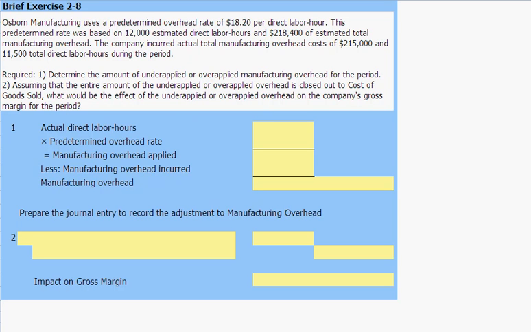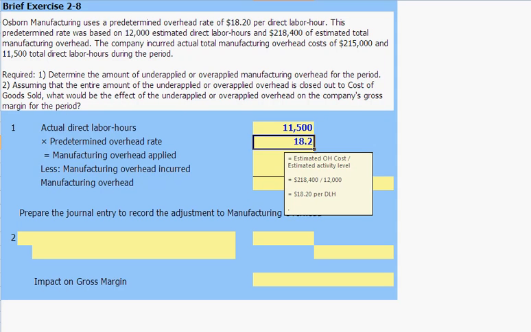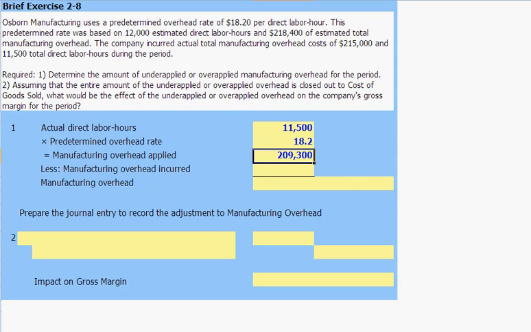We were told that our actual direct labor hours were 11,500, and we'll multiply this by our predetermined overhead rate, which we were told was $18.20. We could have calculated this taking our estimated overhead cost of $218,400 and dividing it by our estimated activity level of 12,000 direct labor hours. This means we will apply $209,300 in manufacturing overhead.